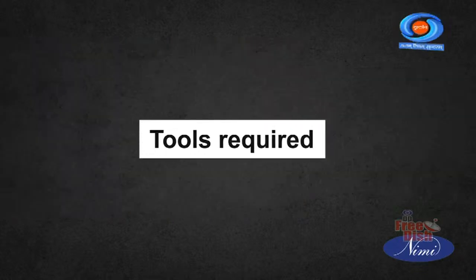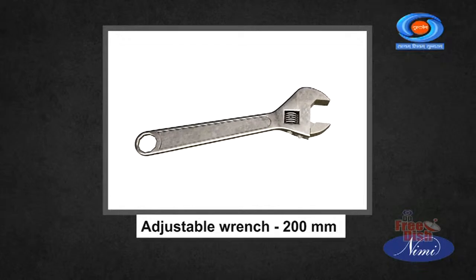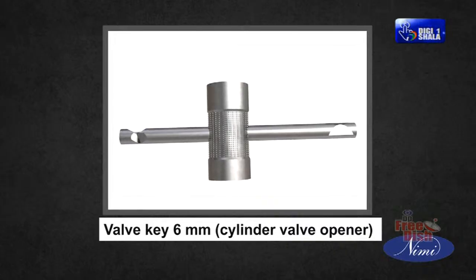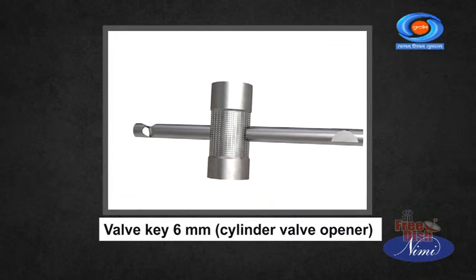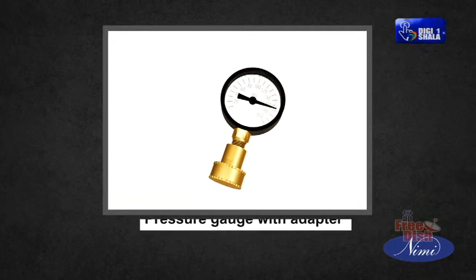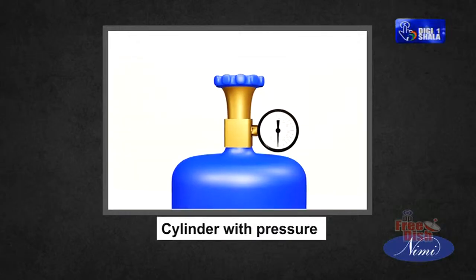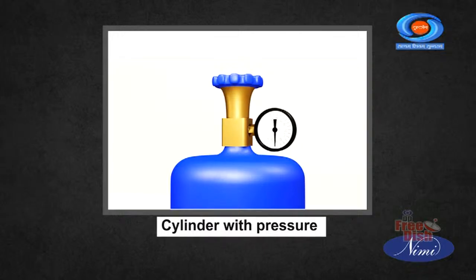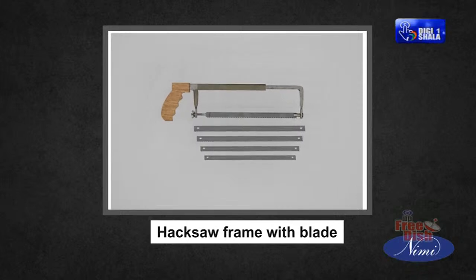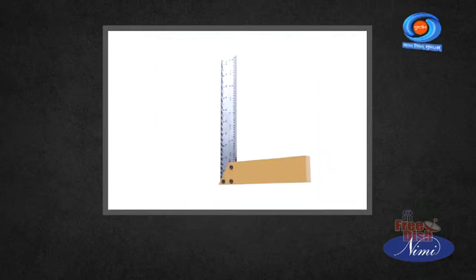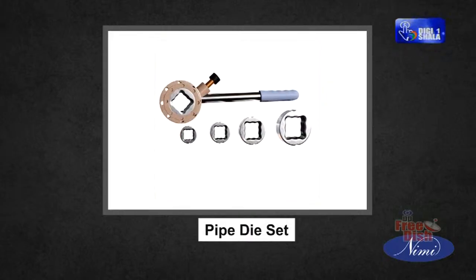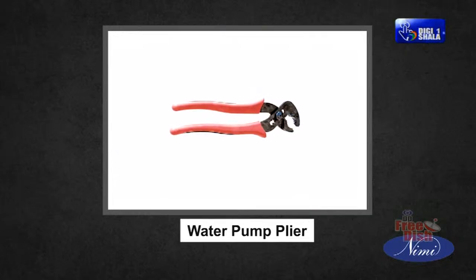Tools required: adjustable wrench 200 mm, valve key 6 mm, cylinder valve opener, pressure gauge with adapter, cylinder with pressure, pipe cutter, hacksaw frame with blade, tri-square, pipe die set, water pump plier.